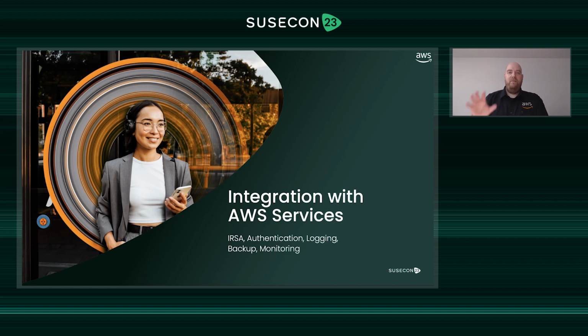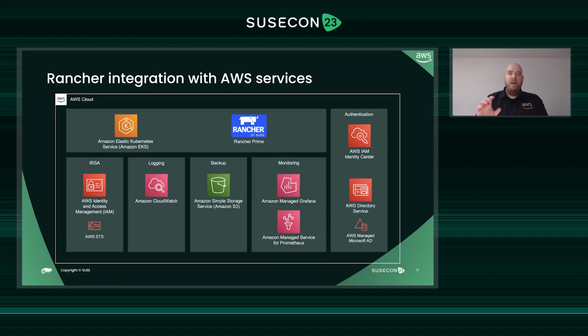Now that you have Rancher running on AWS, how can you integrate it with other AWS services? Those are the different integrations I want to cover today. There are way more possibilities to interact with AWS services. So for example, you have GitOps with Rancher Fleet, and that can also be integrated with AWS CodeCommit. But in this session, I will focus on logging, backup, monitoring, and authentication.